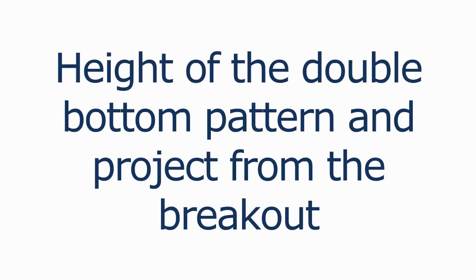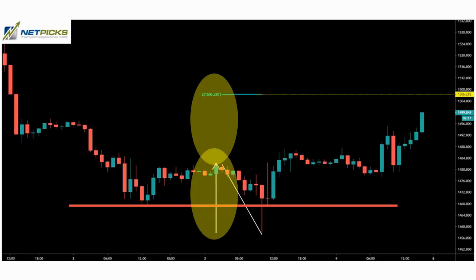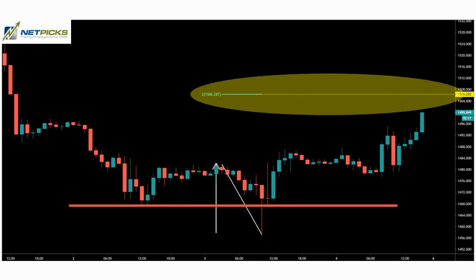So a rule of thumb for profit taking for any chart pattern is to look at the height of the double bottom pattern. In this example, project from the breakout. So this is the same chart from the Keltner strategy. And you project the height of the pattern from the resistance to the lowest low of the pattern and project that from the resistance. And you can see that price here is well on its way to the profit target.